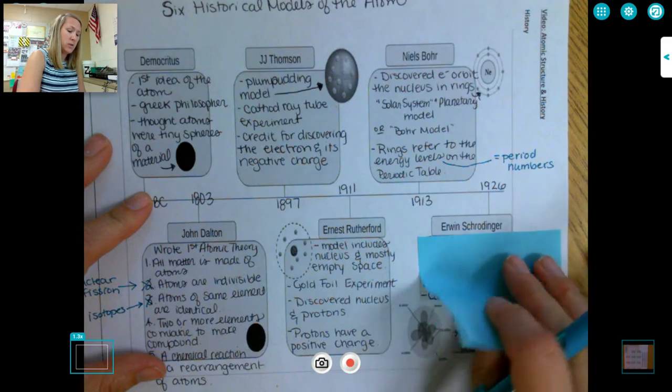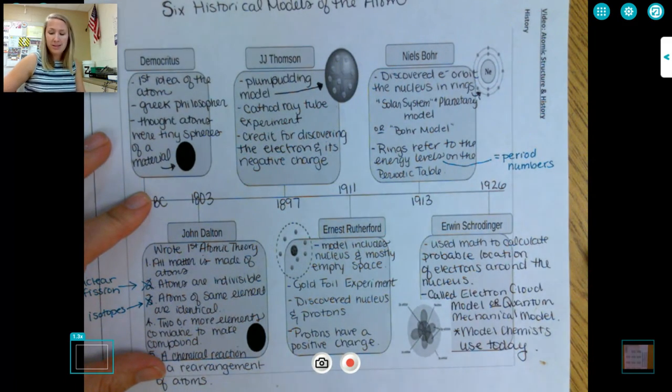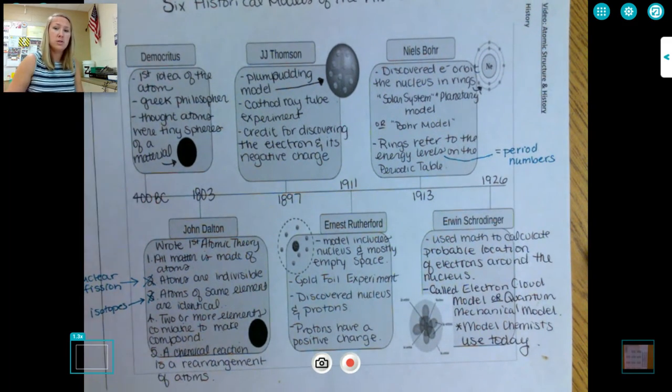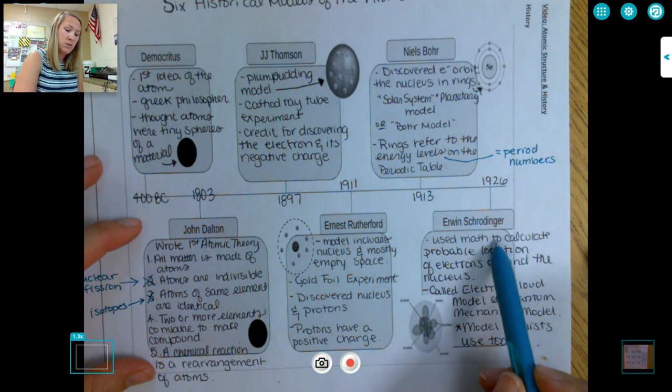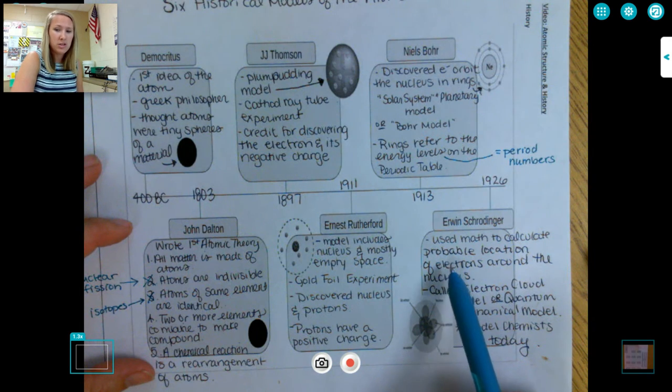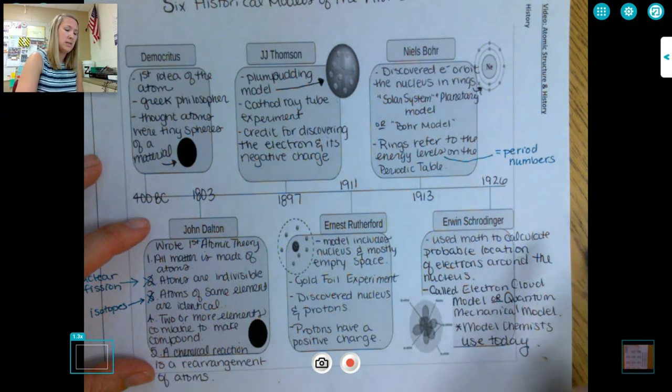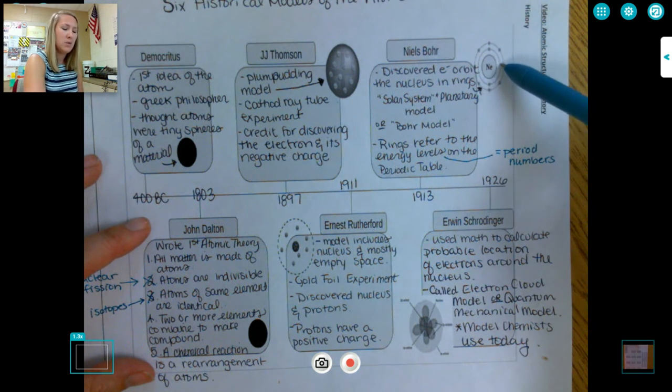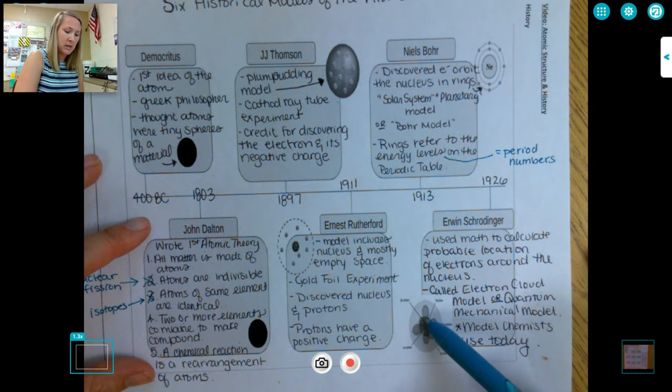Then in 1926, Erwin Schrödinger did a lot of math calculations. So he didn't do an experiment, like a physical experiment. He started to do some math calculations. So he used a lot of calculus. It gets really complicated really fast. But what we need to know is that he used math to calculate these probable locations of electrons around the nucleus. So he said, okay, well, they don't really orbit in rings. They don't follow a path. They kind of like hover in a certain area. And he mapped out where those areas are.